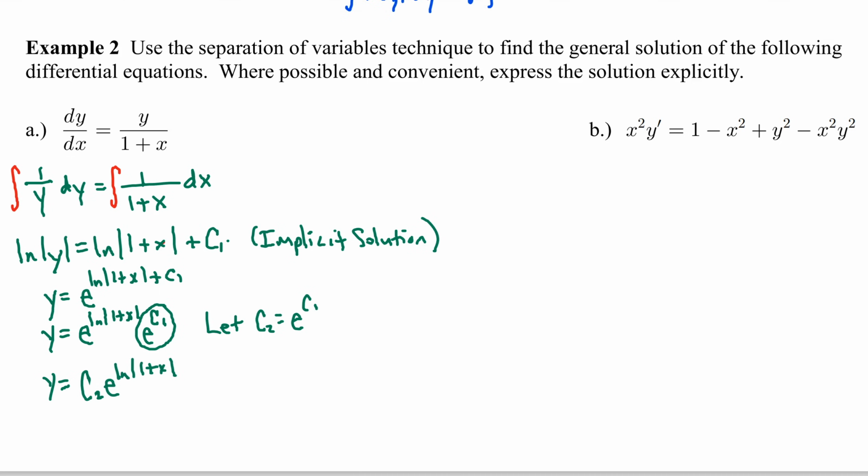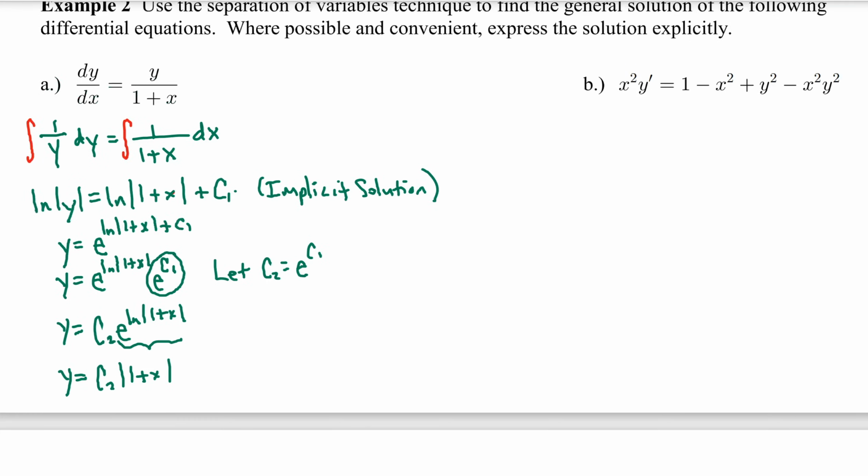1 plus x. Now, in addition, notice here we have a log property that we could apply. When you raise e to the natural log of something, that causes the exponent, absolute value of 1 plus x, to fall down. Okay? Again, just a property of logarithms and exponential functions.